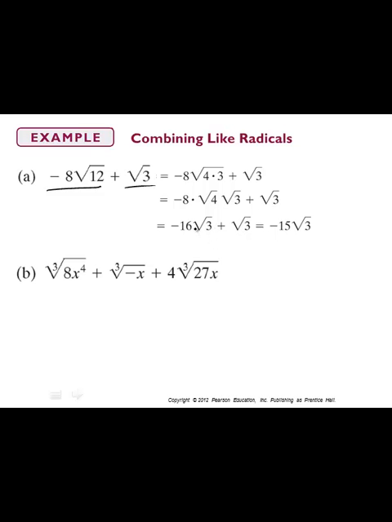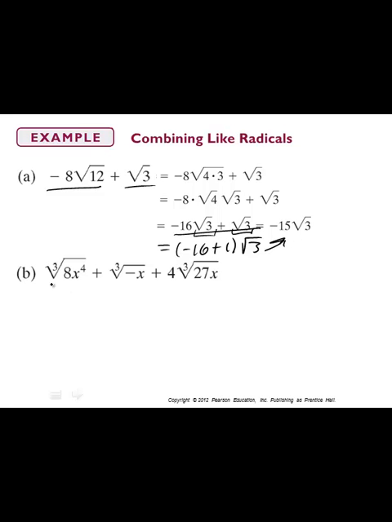And notice that you've got like radical terms with the common factor of the square root of 3. And so all you need to do now is do kind of the reverse of the distributive property. You can factor out the square root of 3, so you have negative 16 plus 1 times the square root of 3. So it will give you negative 15 square root of 3. Okay?